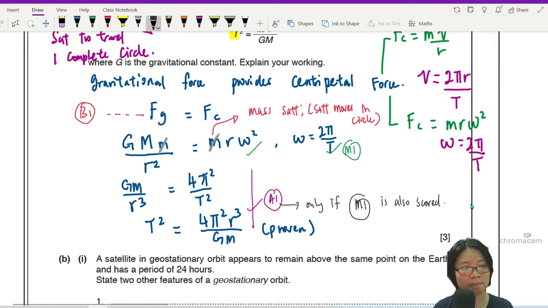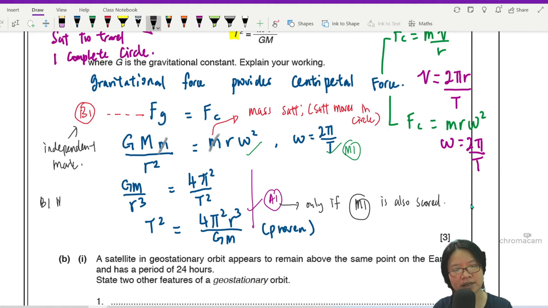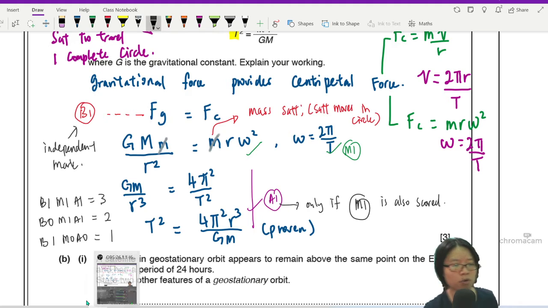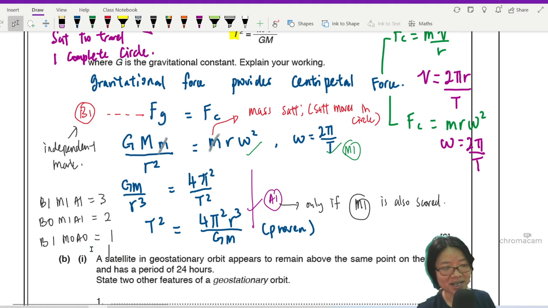Okay, what about B1? This B is free. This is an independent mark. So basically the candidate can get B1, M1, A1. This is 3 marks. Can get B0, M1, A1. This is 2 marks. Can get B1, M0, A0. This is 1 mark. But it is not possible for you to get B1, A1, 2 marks. These are the possible variations, or 0, of course, if you didn't do anything.